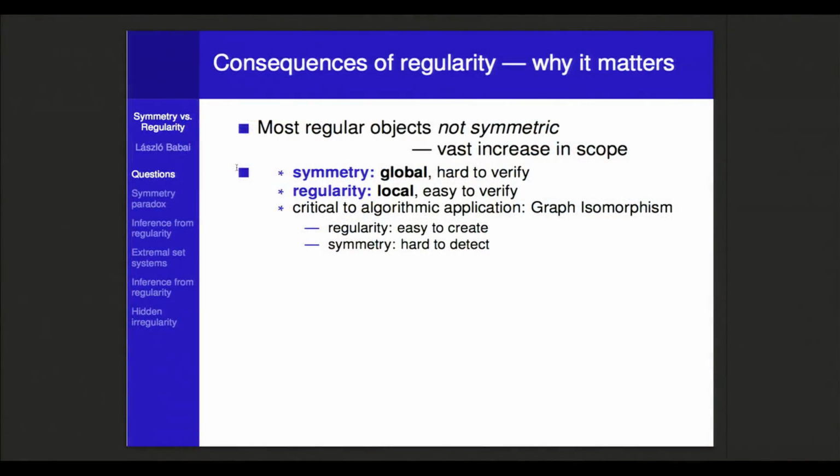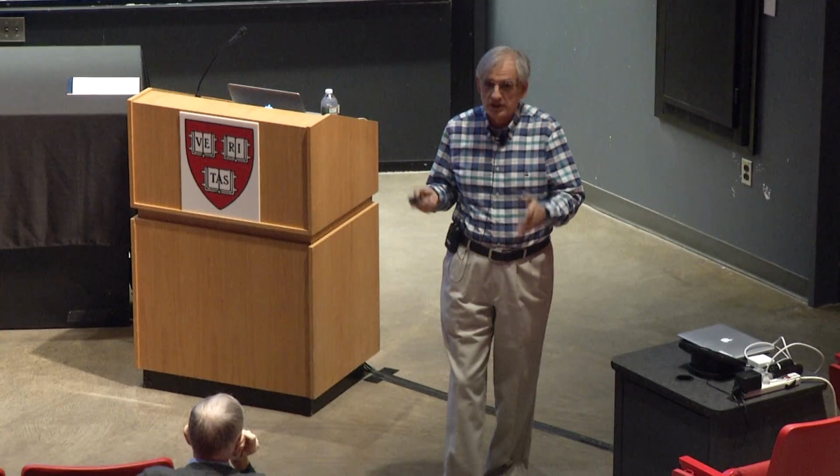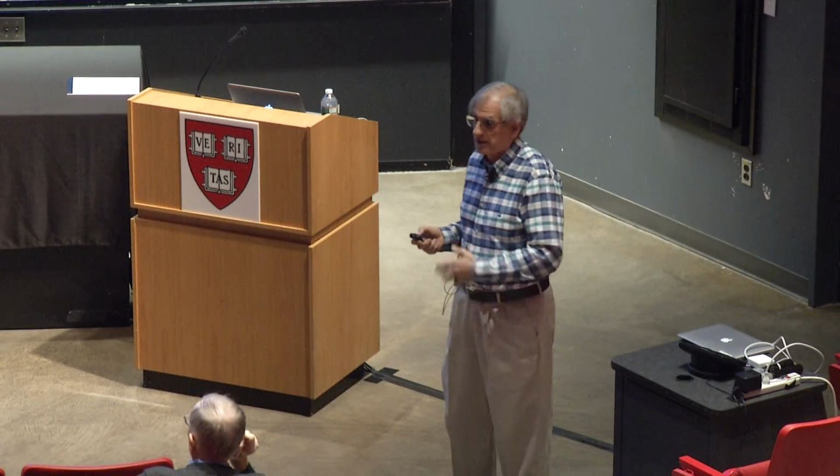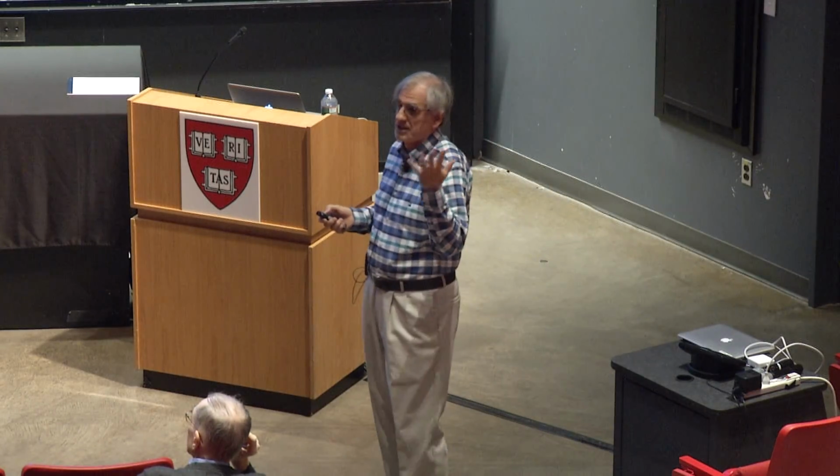Another thing, from an algorithmic point of view, regularity is a local thing and it is easy to verify. And symmetry is not. Symmetry is global to the entire structure, and for instance, verifying that a graph has a transitive automorphism group is not known to be doable without solving the isomorphism problem. So this distinction is critical to algorithmic application. In fact, the entire graph isomorphism problem is just about moving from regularity to symmetry. Regularity we can get very easily, and symmetry is what we wish.